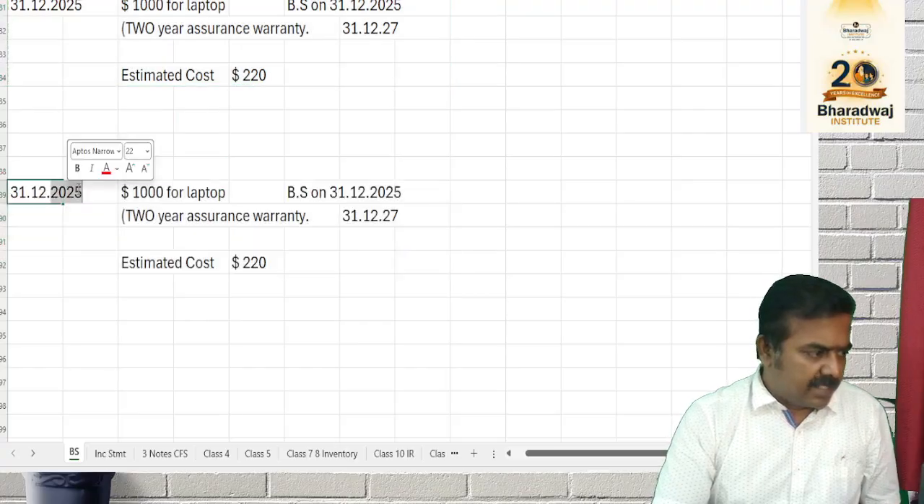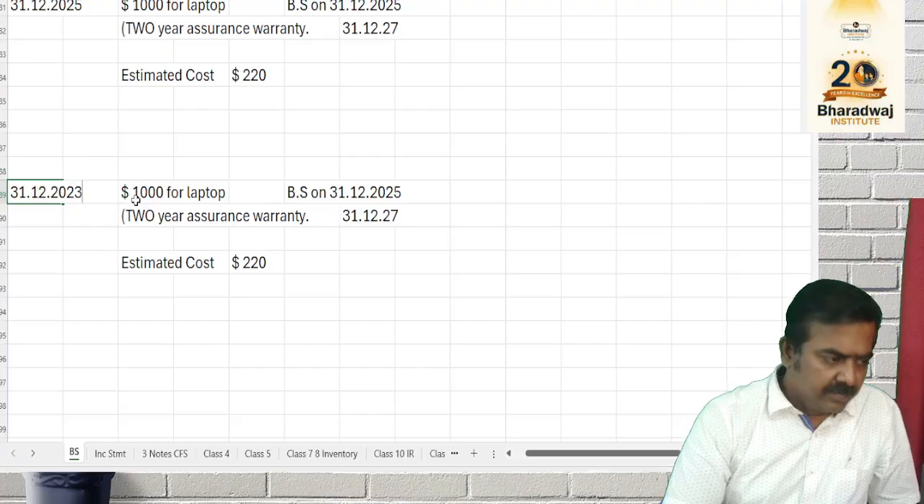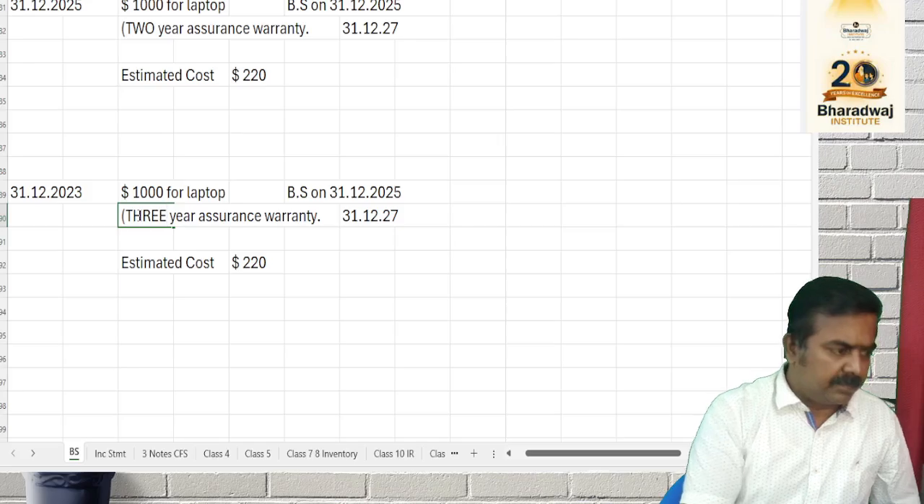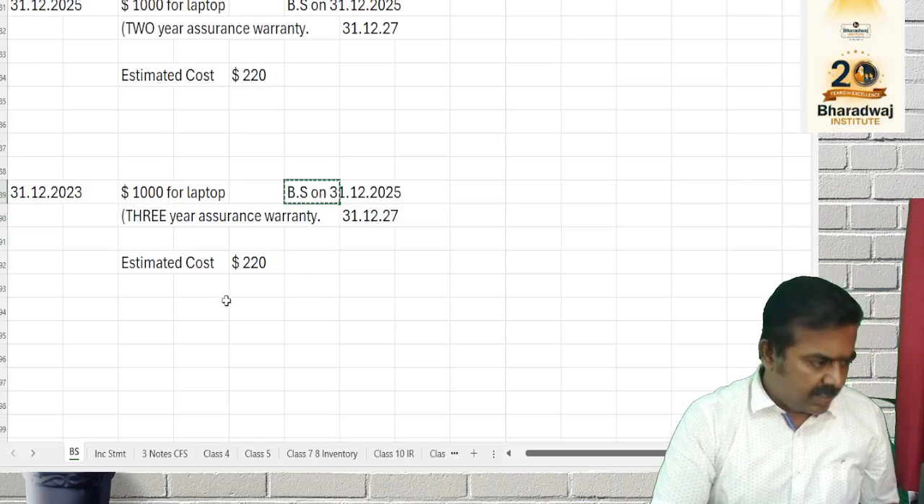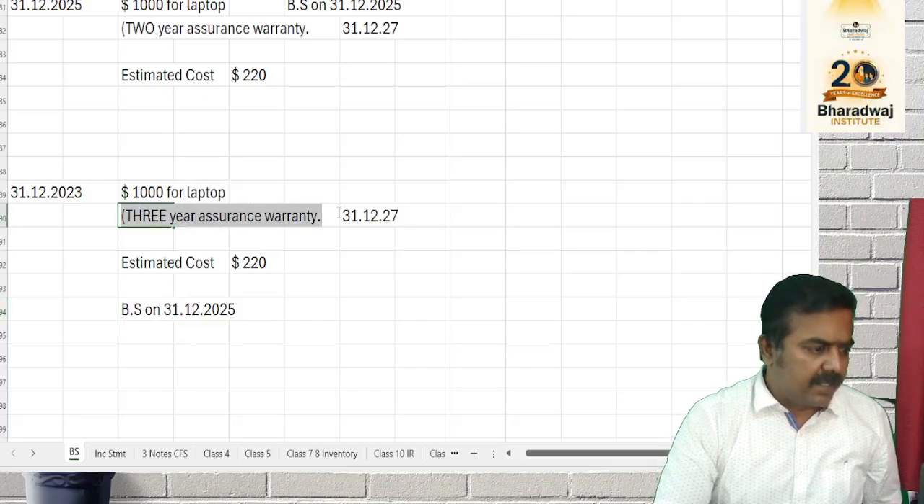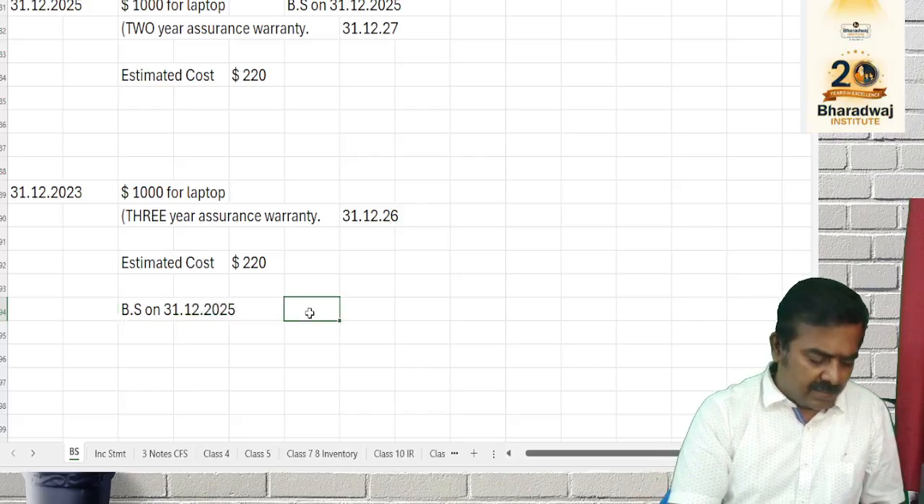A customer purchased a laptop on 31/12/2024. A 3 year assurance type warranty is given. When will the warranty expire? So, as on the balance sheet date, how will you call this? Current.